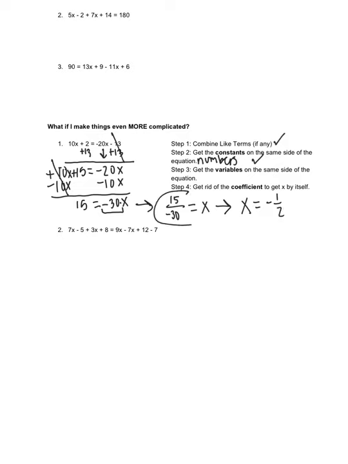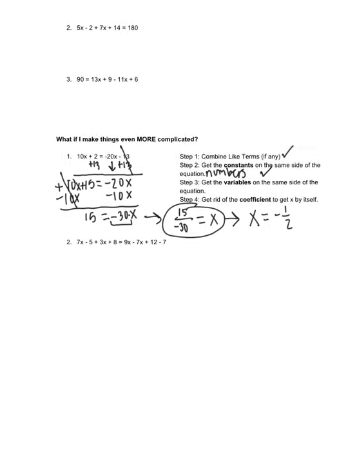If you leave it like this, I'm not going to count it wrong. It's just not in simplified form. So either one of those answers will work, and that is how we solve an equation with a variable on both sides. I'm going to do the last problem with you also because this one looks a little more complicated because there's so many terms. So we're going to start over with step 1. Step 1 says to combine like terms.